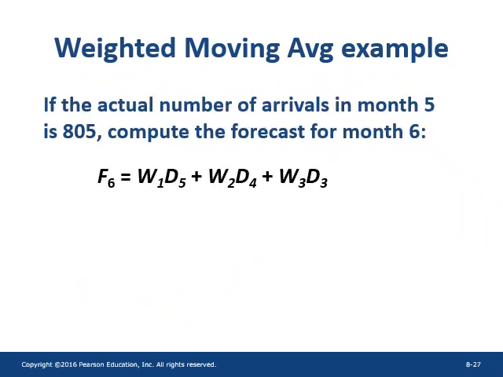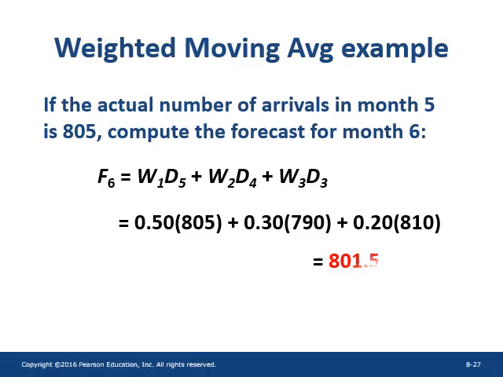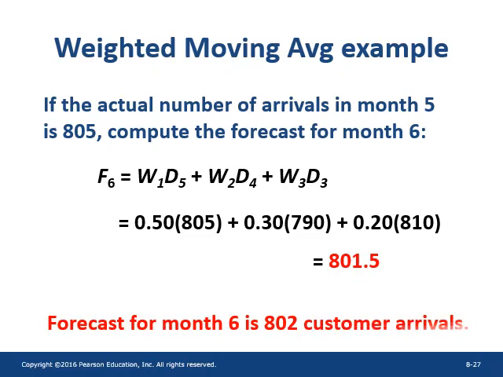So if the actual number of arrivals was 805 on that day, now we could get the forecast for period 6 using days 3, 4, and 5, just the same way that we did before, and we'll end up with a forecast of about 802 customer arrivals.